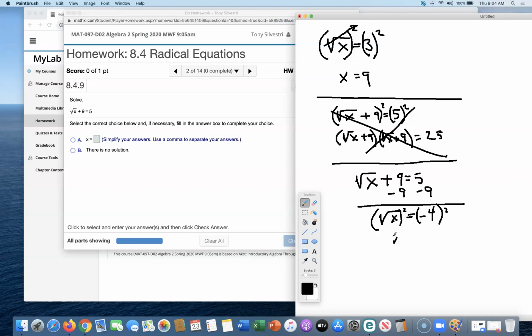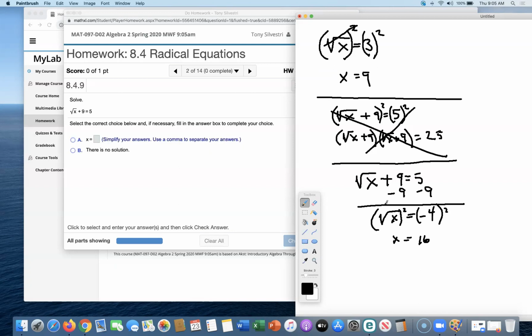And then this will be x equals -4 times -4, which is 16 as your answer. Now, you're going to have to get used to what I'm going to tell you here. Everything we did is fine. Everything we did is correct. Just because you do something correct doesn't mean you're going to win.